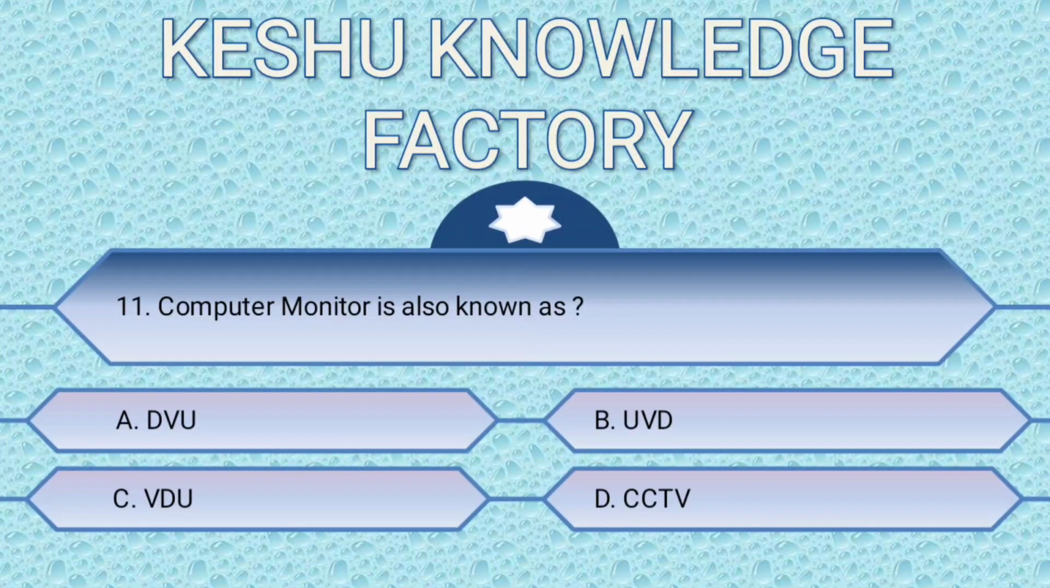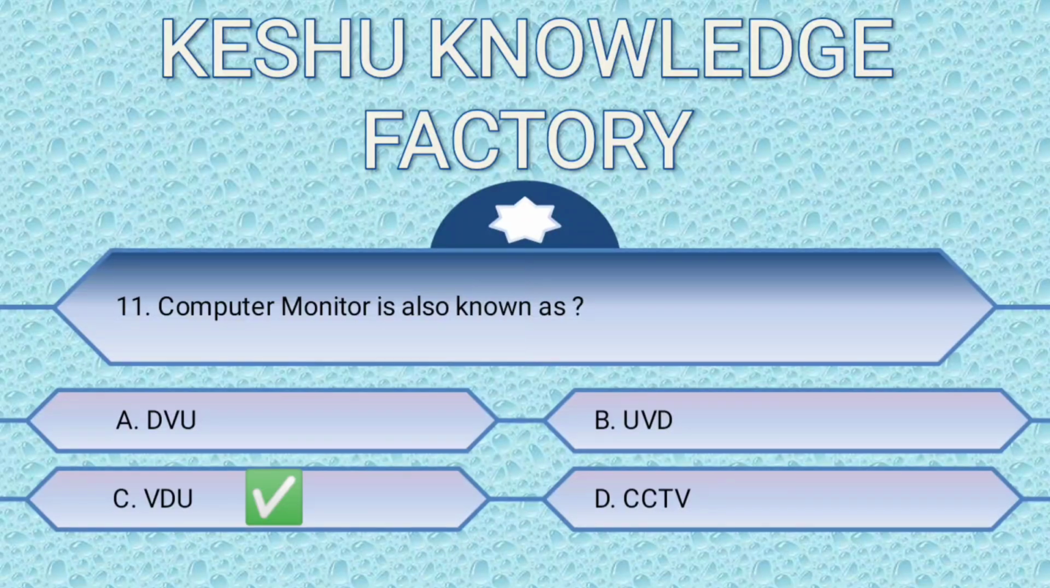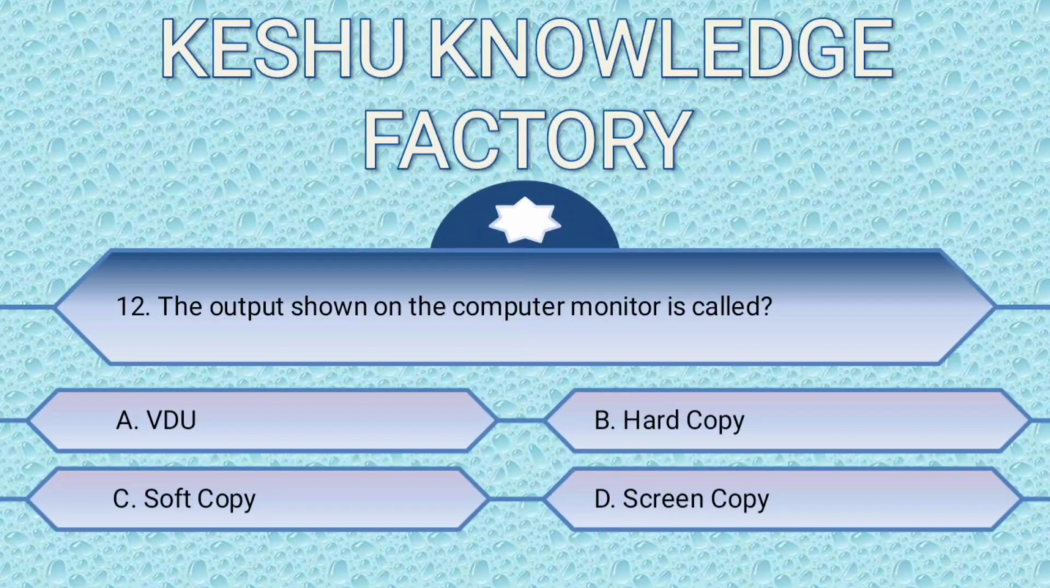Question 11. Computer monitor is also known as A. DVU. B. UVD. C. VDU. D. CCTV. Answer is C. VDU.